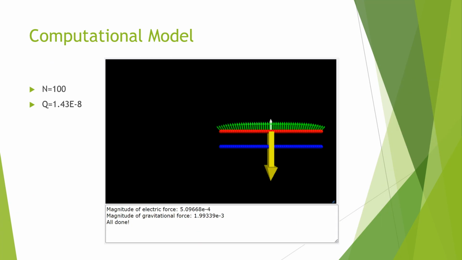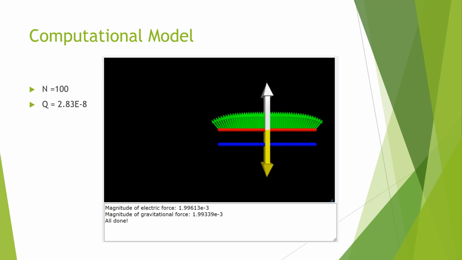In this example, you can see that there are 100 segments, and the input charge was 1.43 e to the negative 8, and then the result was the magnitude of electric force was 5.09668 times e to the negative 8, and the gravitational force was 1.99339 e to the negative 3.